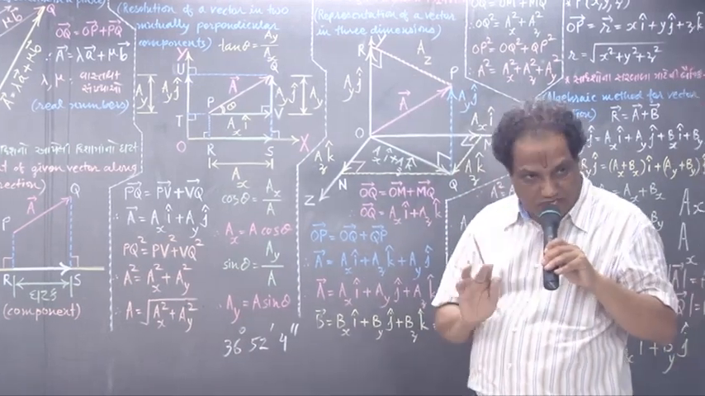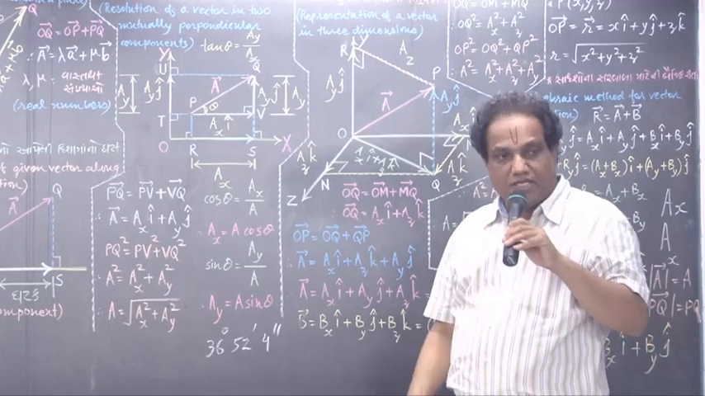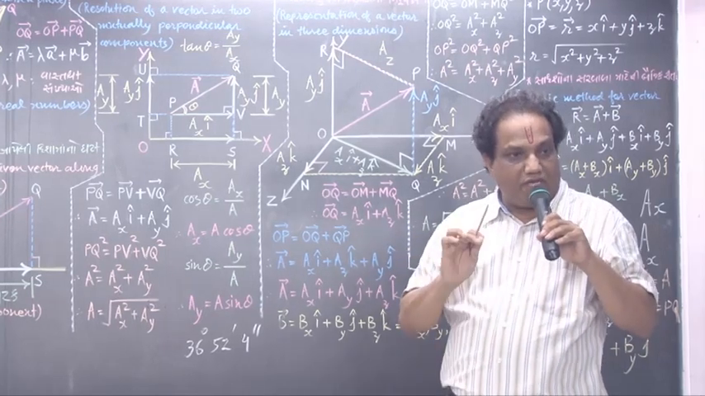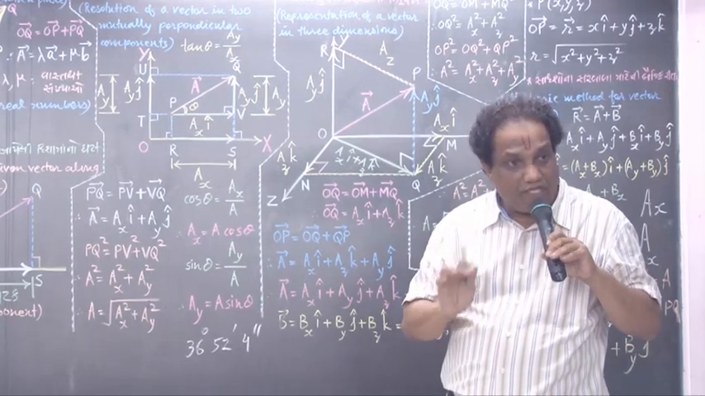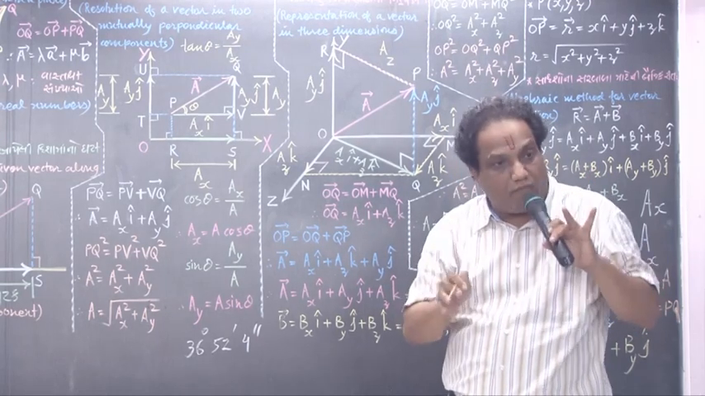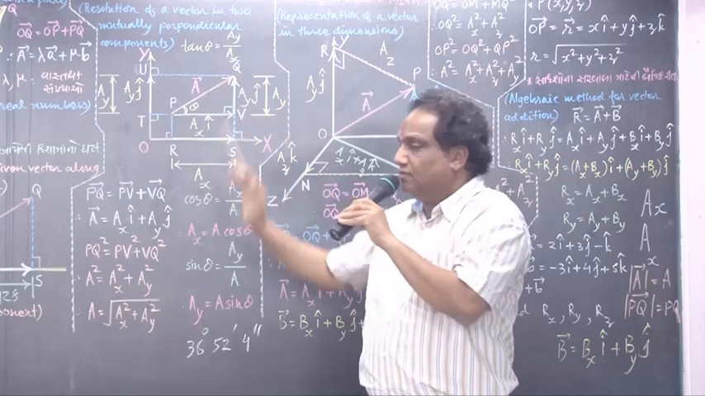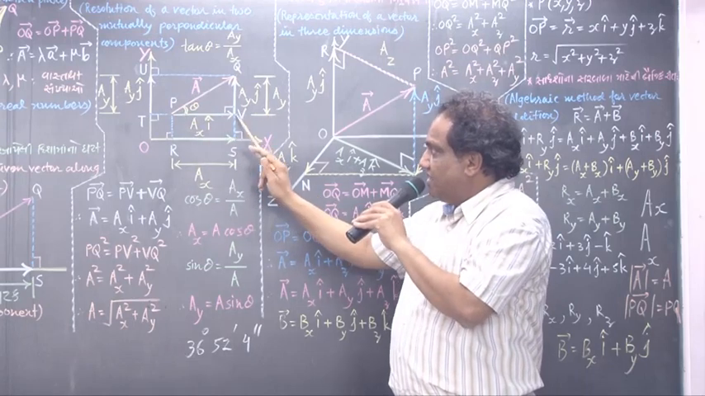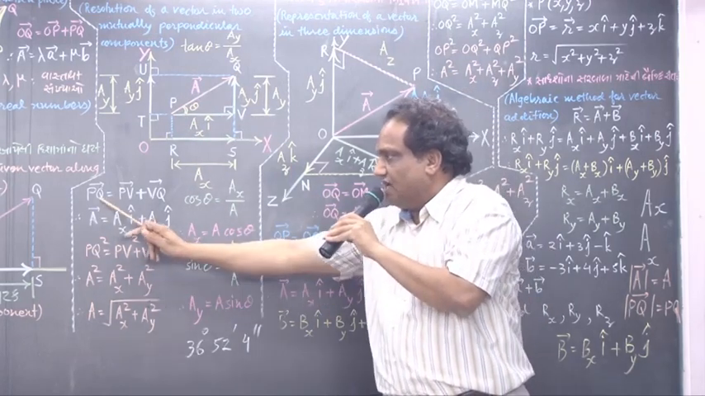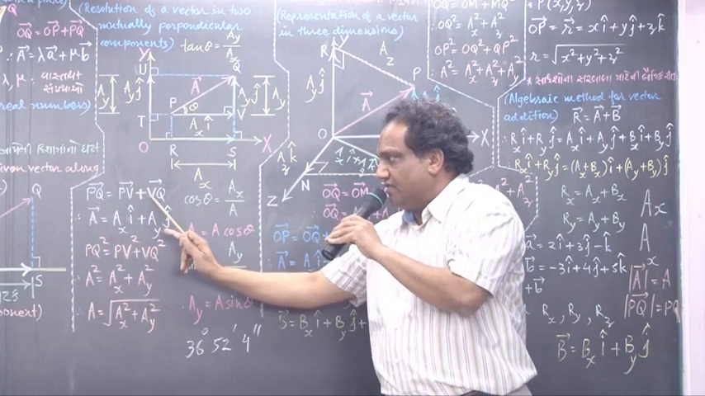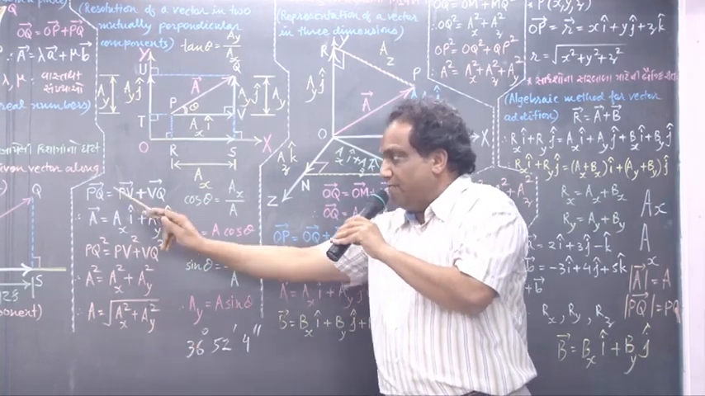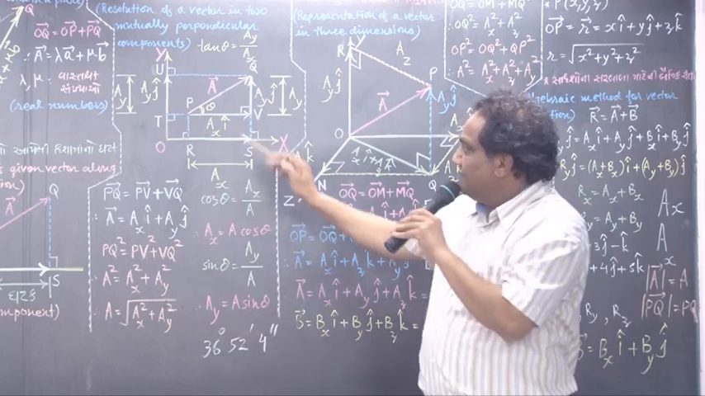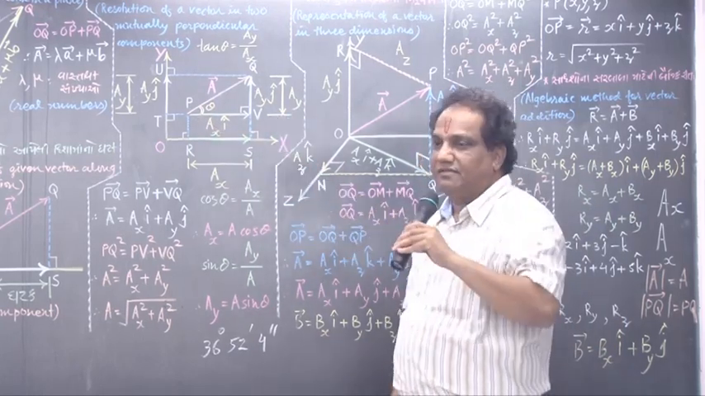Got it? You cannot say vector PQ square. Can you write vector PQ square? Vector PQ is not going to give you its magnitude. You have to take its magnitude separately. The magnitude of vector PQ will give you the length PQ. Vector PQ you may write as vector PV plus vector PQ. But that doesn't mean that PQ equals PV plus PQ. This length is not equal to this length plus this length.